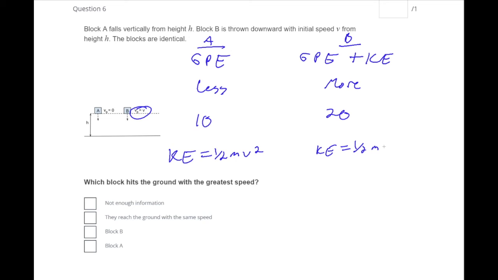Clearly we can see that block B is going to be moving faster because it has 20 joules of kinetic energy, where block A only has 10 joules of kinetic energy.